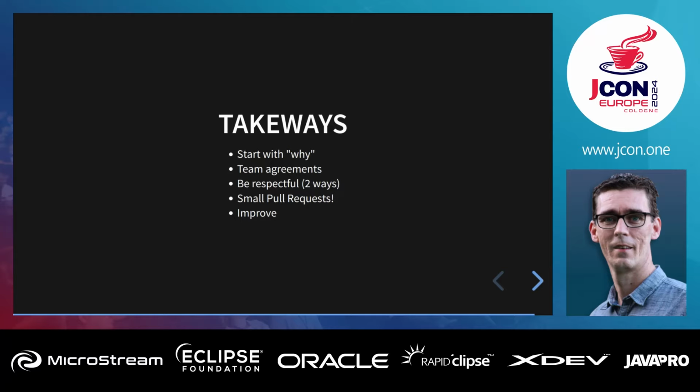So, as a final slide, I would say, important things to take away. Start with a why. So, why do you do the merge request or the pull request? But also, in a pull request, start with a why. Why do you create this pull request? Work on team agreements, agree on what you should do, how you approach a pull request. Of course, be respectful, don't forget, even in the heat of the moment. Create small pull requests and keep on improving.